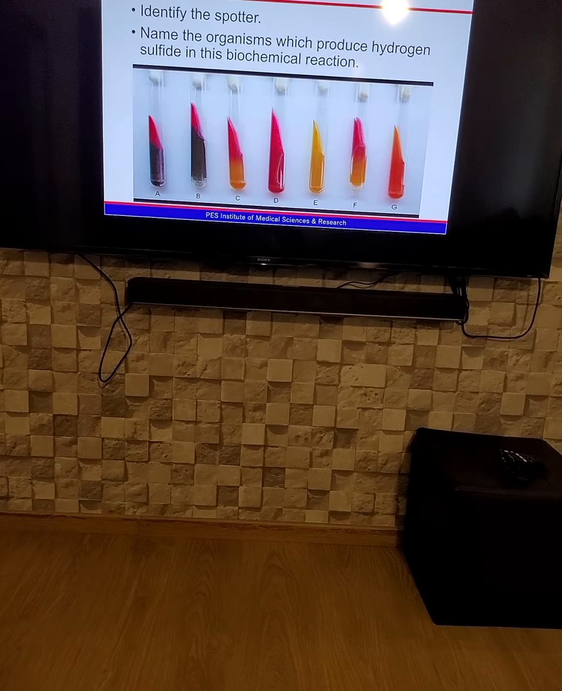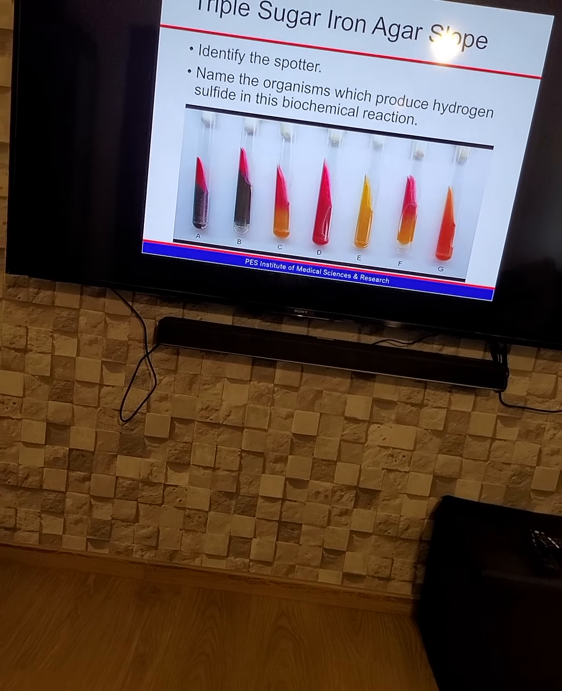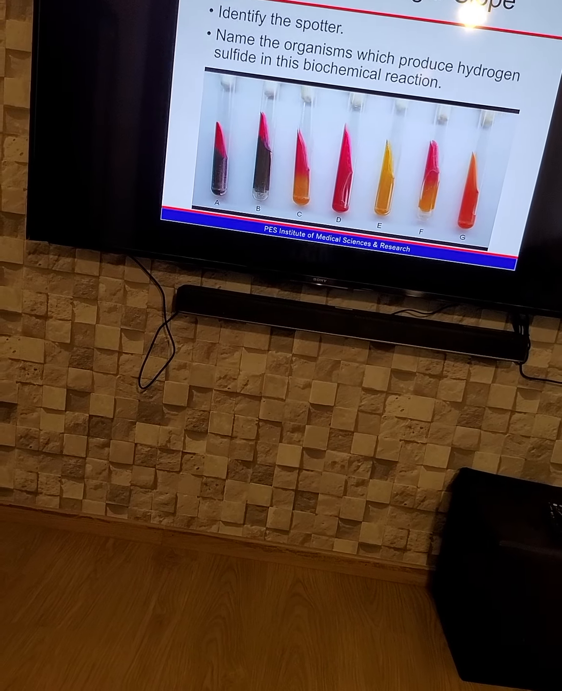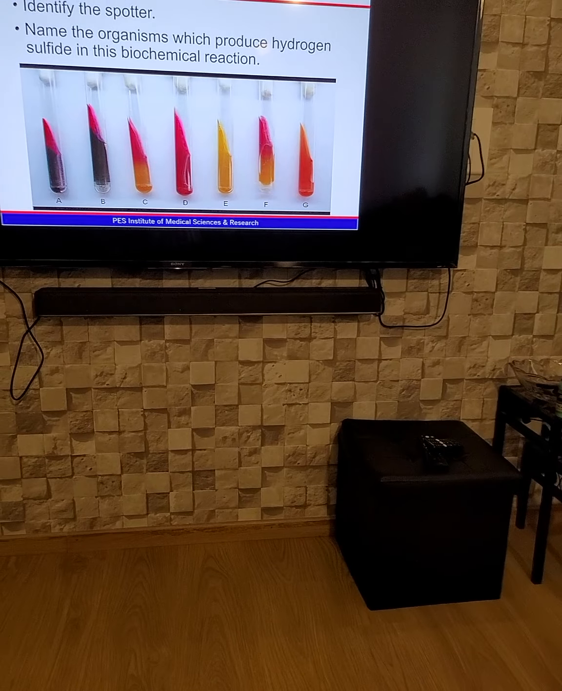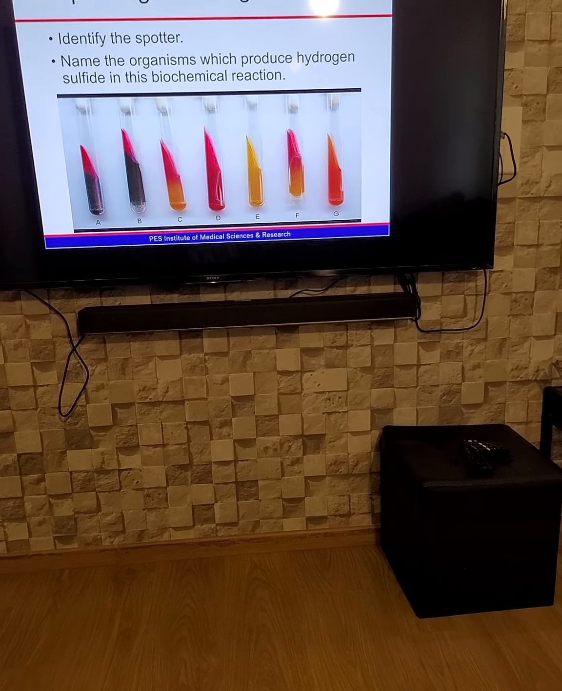Triple sugar iron agar contains 3 sugars: glucose, lactose, sucrose. Ferrous ammonium sulfate detects H2S formation. You see an acid butt and an alkaline slant, and only 2 sugars are involved as glucose is not fermented.